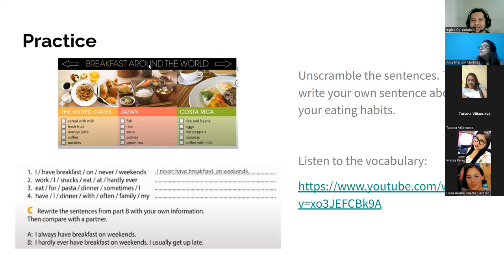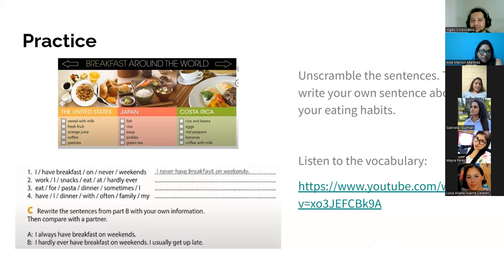Vamos a tener esta práctica de breakfast. Esto nos va a servir para hacer la tarea de mañana, porque mañana vamos a tener clases, ¿verdad? Entonces, vamos a ver los breakfasts around the world. We have the United States, we have Japan, we have Costa Rica. In the United States, we have cereal with milk, fresh fruit, orange juice, coffee, pastries, right? ¿Qué es pastries? Postre. Pan dulce. Y acá en El Salvador vamos a decir pupusas. If you have pupusa for breakfast, it's the same. Pupusa with cheese, pupusa with pork, chicharrón, ¿verdad?